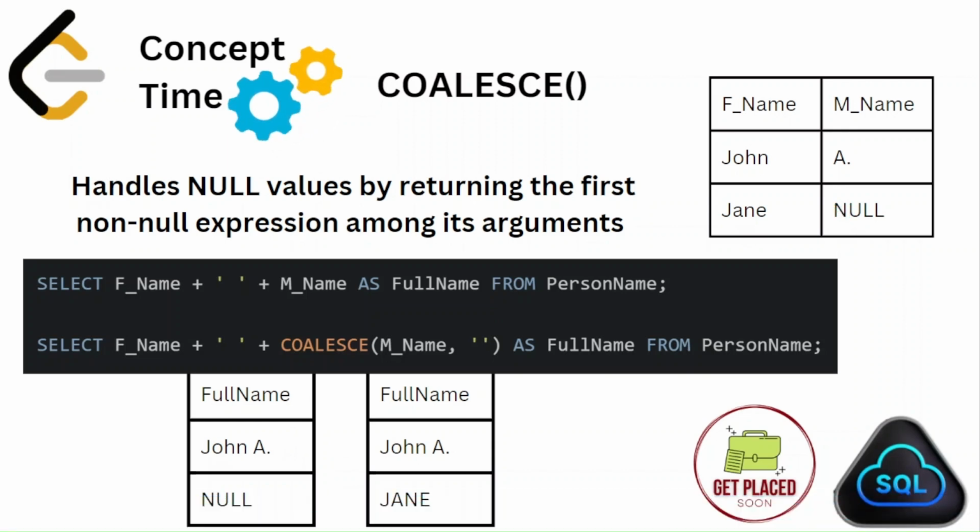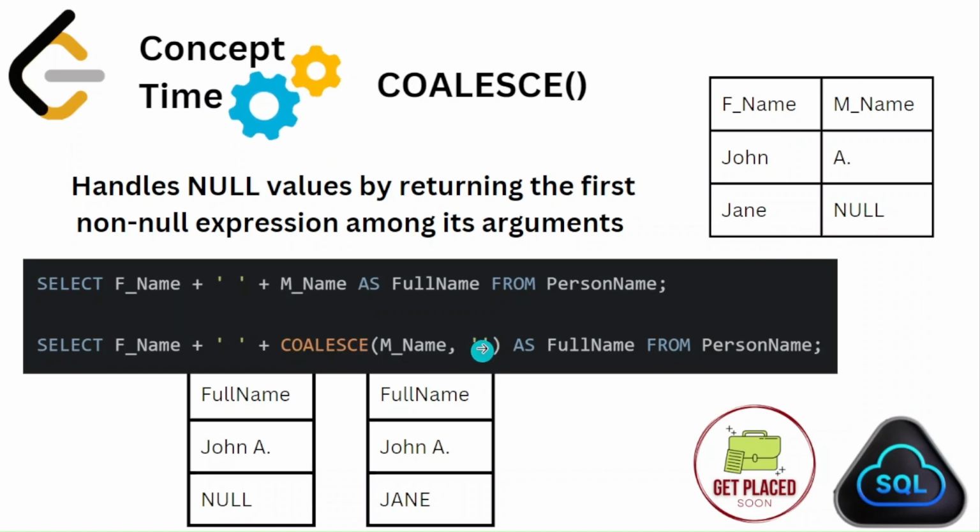We don't want null, we want at least some name to be represented. If you don't know the middle name but still want to return some name, you can use the coalesce function here. We select the first name, a space, plus coalesce of middle name and a space, as full name from person name. In the arguments, one is middle name. In the second row, the middle name is null. In the second argument, we are just giving a space.